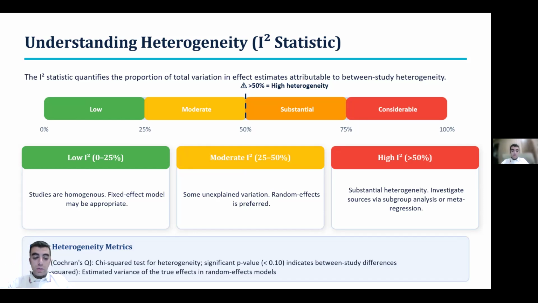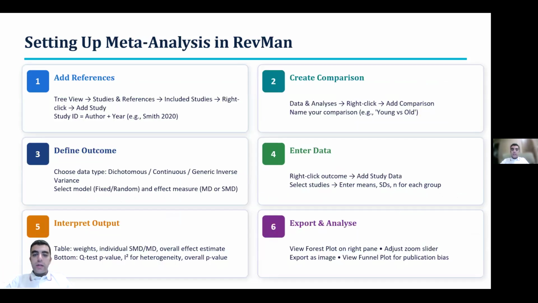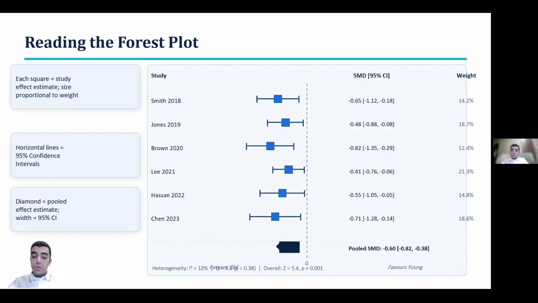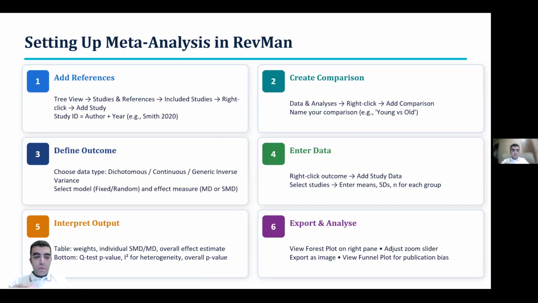Other heterogeneity metrics: the Cochran's chi-square test for heterogeneity, with a significant p-value less than 0.10, indicates between-study differences; tau-squared estimates the variance of the true effects in the random effects model. Setting up meta-analysis in RevMan. RevMan is a tool. So we're going to add all the references. We're going to see a picture of how to do that.